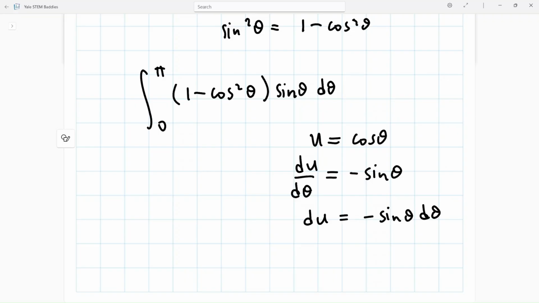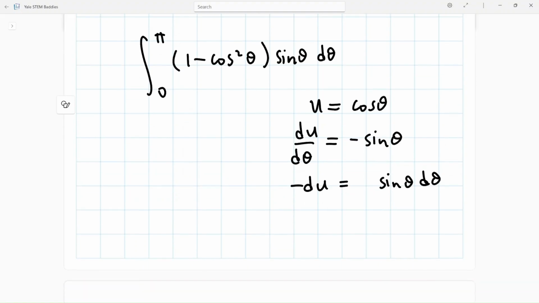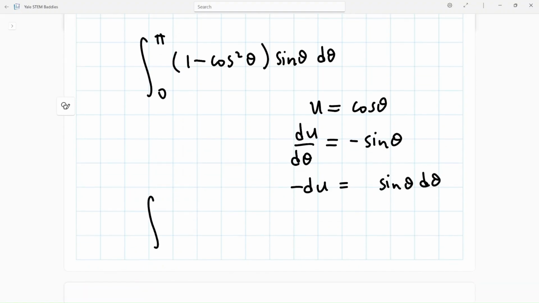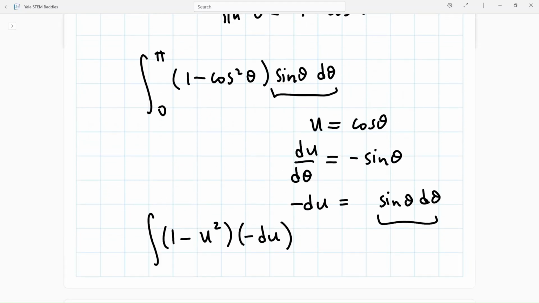Perfect. And then we can also move this negative sign over here. Okay, perfect. So we set up our u substitution. So I know that 1 minus, well, what is cosine squared? That's the same thing as u squared. And then I know that sine theta d theta, what is that equal to? That's negative du.